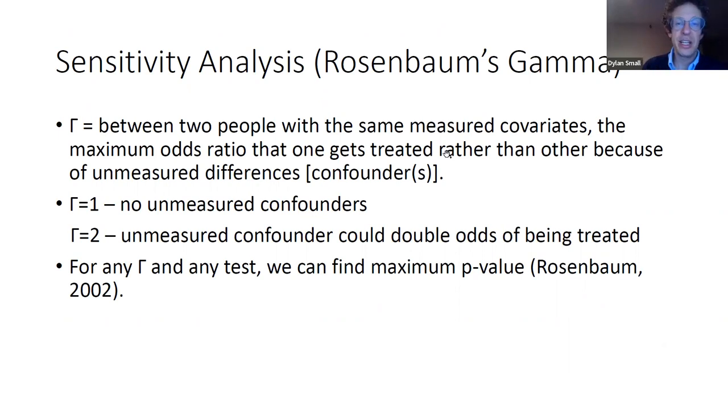What I'll talk about here today is Paul Rosenbaum's gamma method. The gamma parameter takes two people with the same measured covariates. Gamma is the maximum odds ratio that one gets treated rather than the other because of unmeasured confounders. So if there were no unmeasured confounders, gamma would be one. If there were unmeasured confounders that could double the odds of being treated, gamma would be two. If they could triple the odds of being treated, gamma would be three. And for a whole bunch of tests, there's a way to find the maximum p-value given a gamma, and that's in Rosenbaum's 2002 observational studies book.